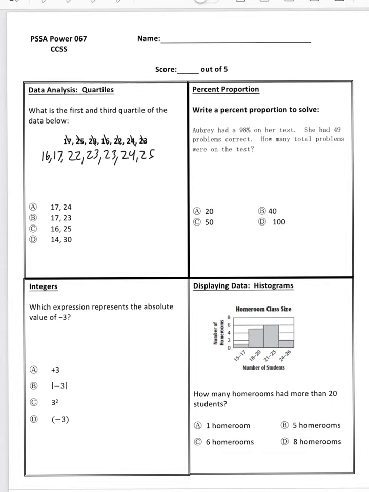Yo, it is time to go over PSSA Power 67. You should have already done this, and you should be checking your answers.